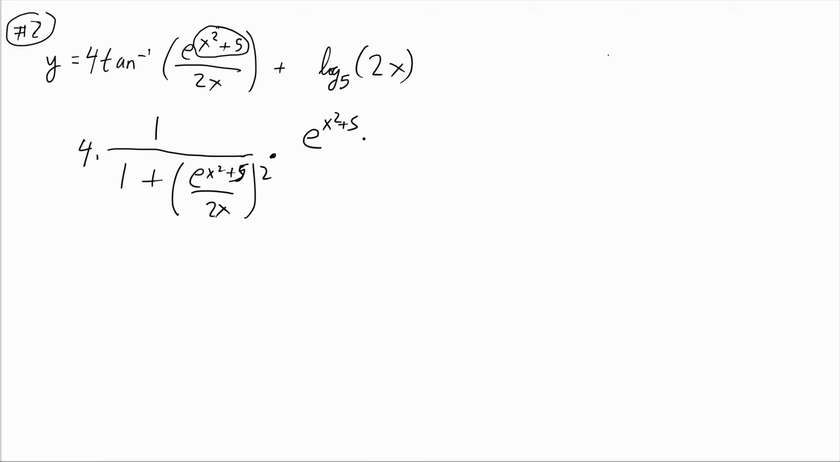Great, except you have to multiply it by the derivative of the inner part. What's the derivative of x squared plus 5? That's just 2x. Okay, so the derivative of the top is this, but then you have to multiply the derivative of the top by the bottom. So that times the bottom, 2x.